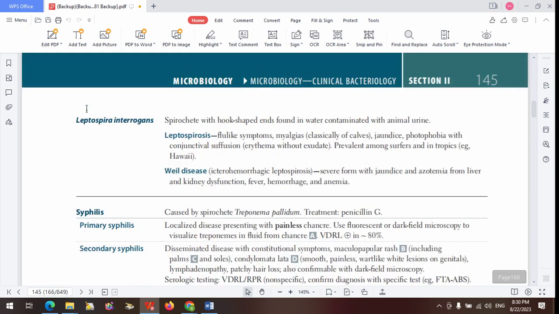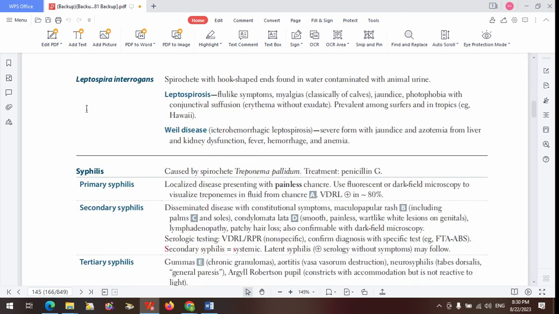Leptospira interrogans. This one, we said it happens in two forms, leptospirosis and the severe form of leptospirosis, which is Weil disease or icterohemorrhagic leptospirosis. We said the clinchers for leptospira that we are looking out for is just number one, anything that talks about affectation of the liver. So there's jaundice because that's the primary organ that the leptospira affects.